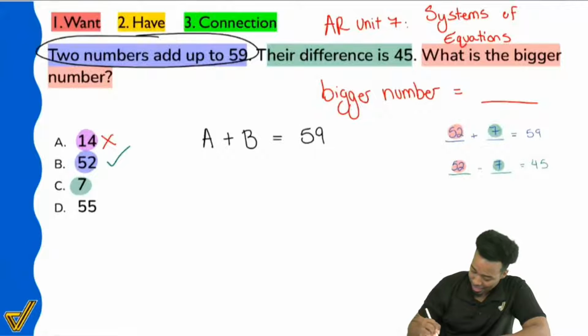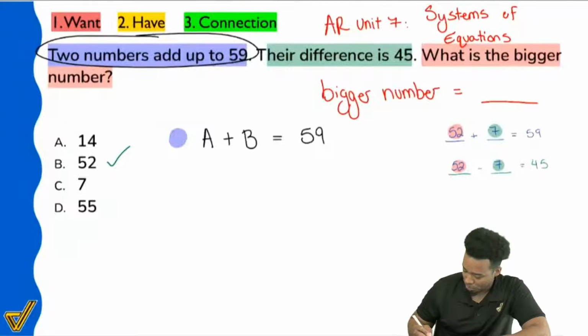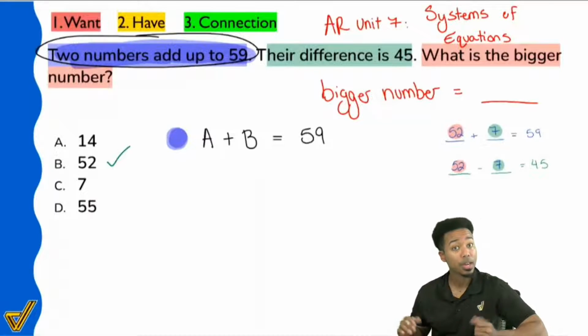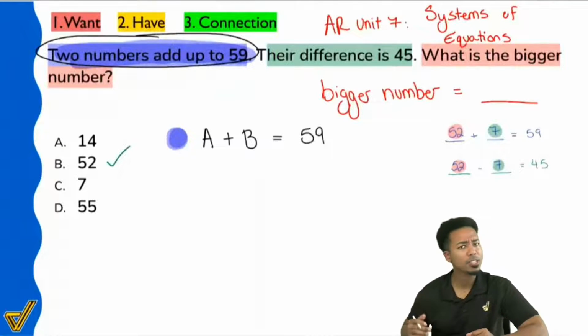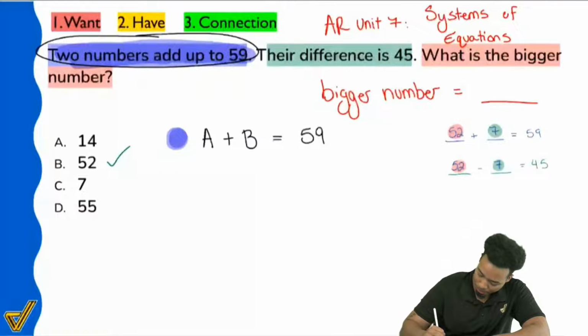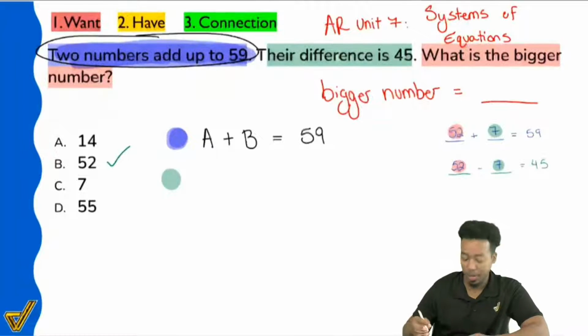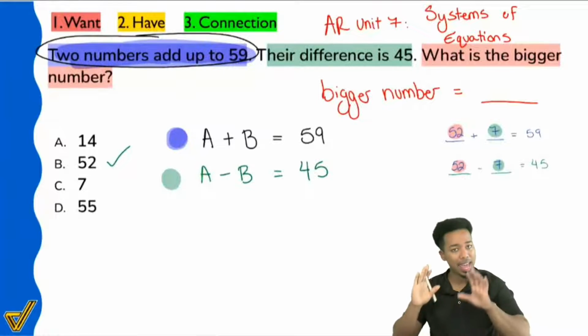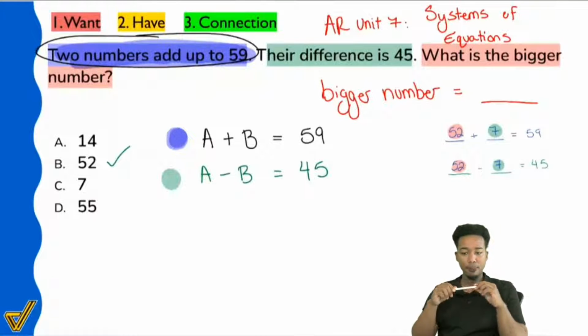Again, that is the first sentence. And let me erase all of this to give ourselves a shot. Cool. So again, in blue here, the two numbers add up to 59. That's just me representing that. Second sentence, it says their difference is 45. So is it fair if I wrote it like this? Let's pretend that A is the bigger number. So if we did A minus B equals 45, would that make sense? Again, A is the bigger number. Does that make sense?